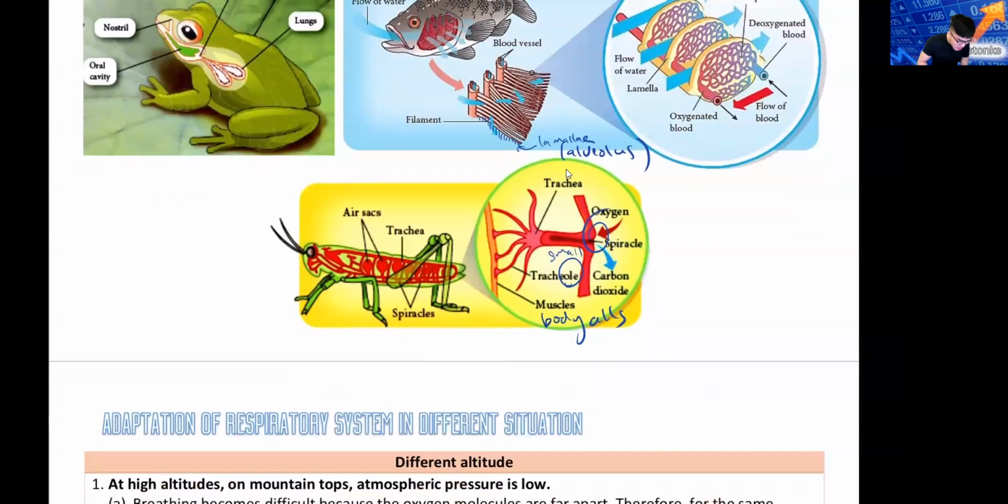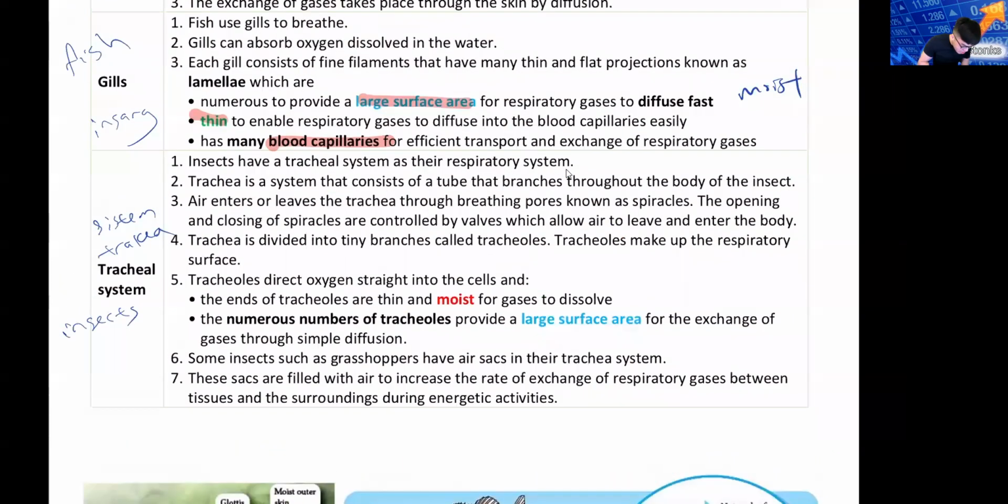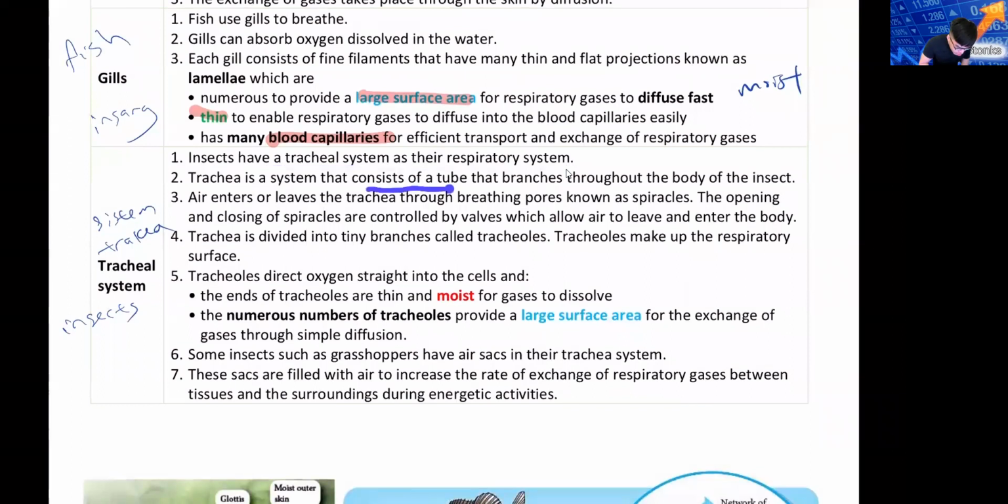Okay, don't you worry. Anyway, so this is your insect. So let's look at your insect system. Insects have a tracheal system as their respiratory system. It consists of tubes that branch through the body of the insect. Air enters or leaves the trachea through the breathing pores known as spiracles. Now, the lubang is the spiracle. Ours are called lubang hidung, our nostril. Theirs is called spiracle, which is the lubang at the side.